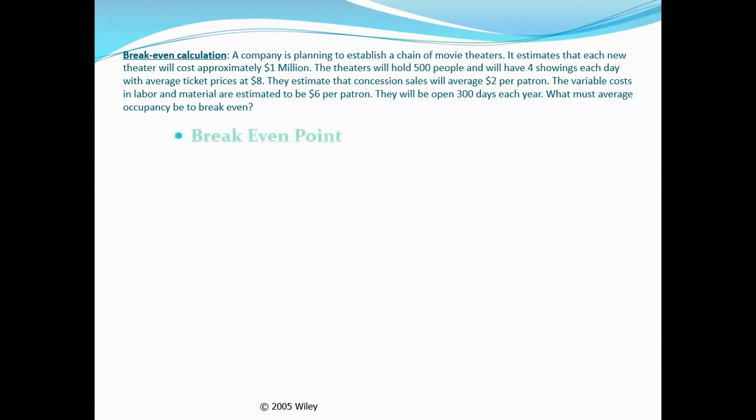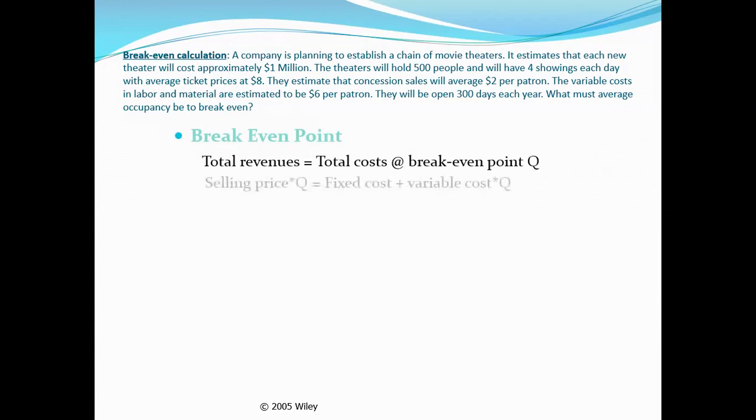Okay, so to calculate the break-even, the total revenue should be equal to the total cost. The total revenue is the selling price times the quantity. How many? That's the break-even point. And this will equal the fixed cost, $1 million, plus the variable cost, the material and labor, $6 per patron. So this will be our break-even.